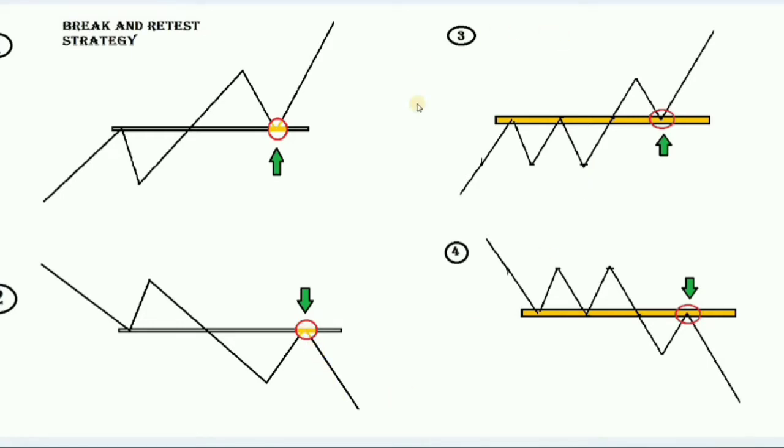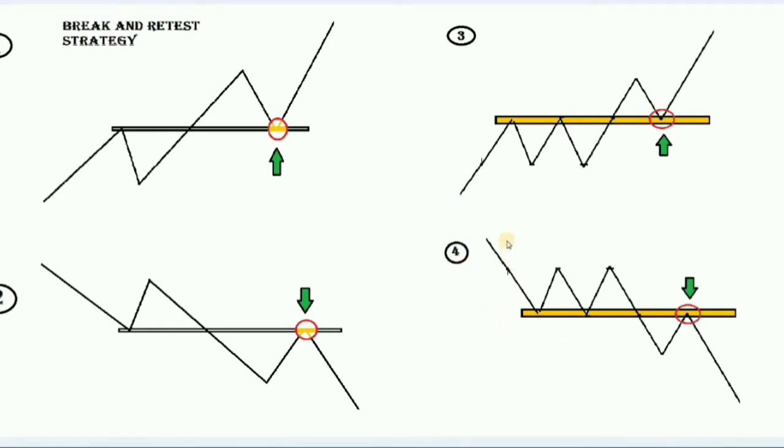Going to example number 3, we can see that price moved up and had some consolidation in this zone. Price didn't know where it wanted to go, whether to come down or go further up. But eventually the buyers became more than the sellers, and we were able to break this zone. Then price came back to retest the zone, and we went back up.